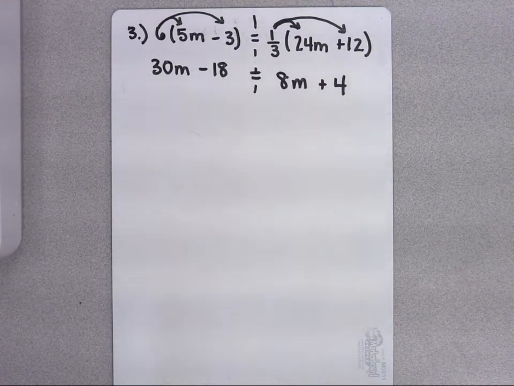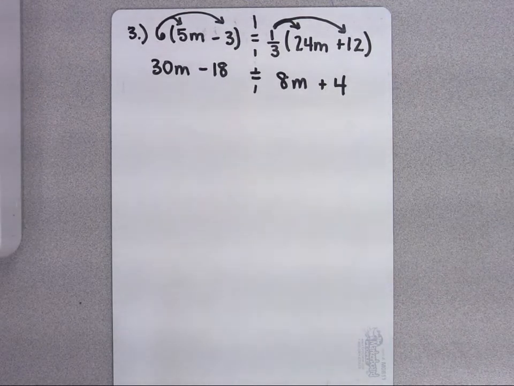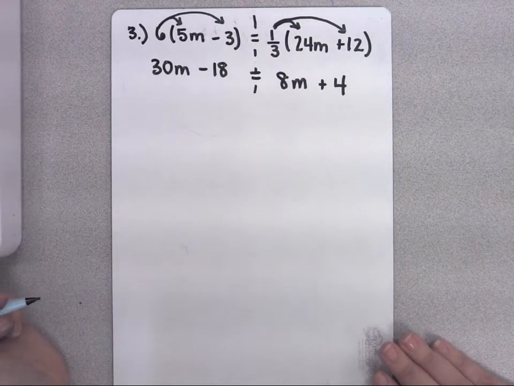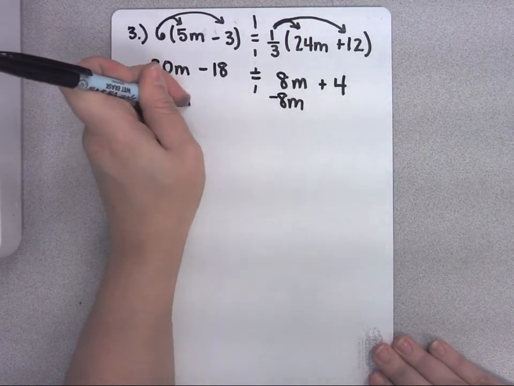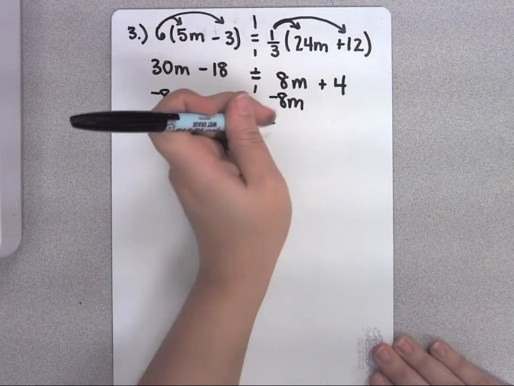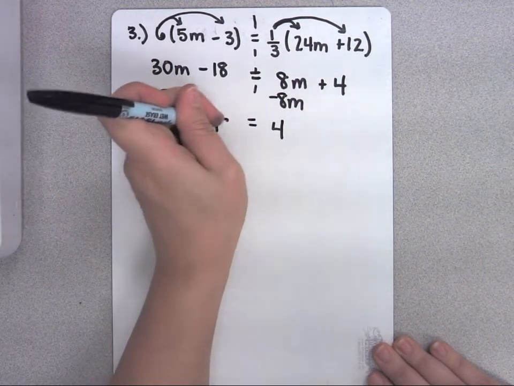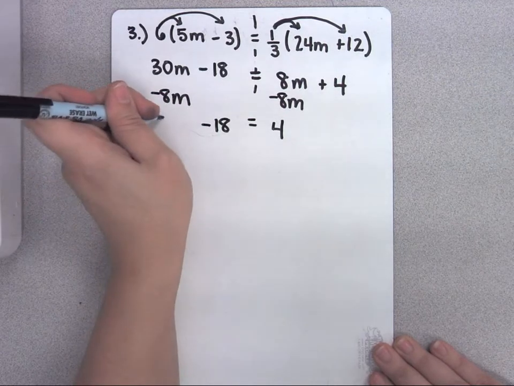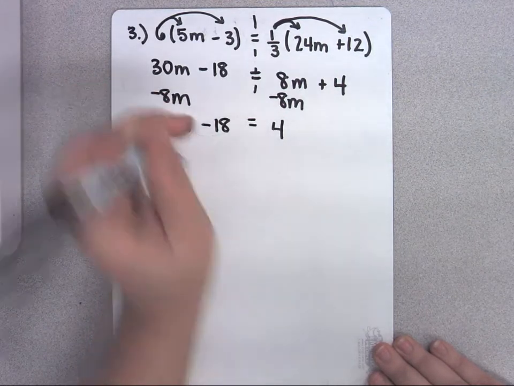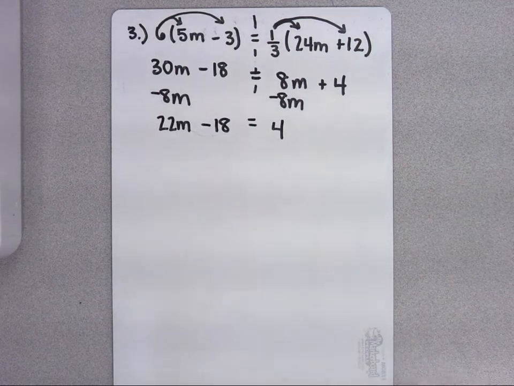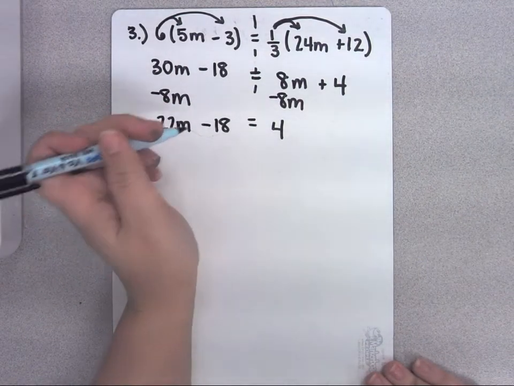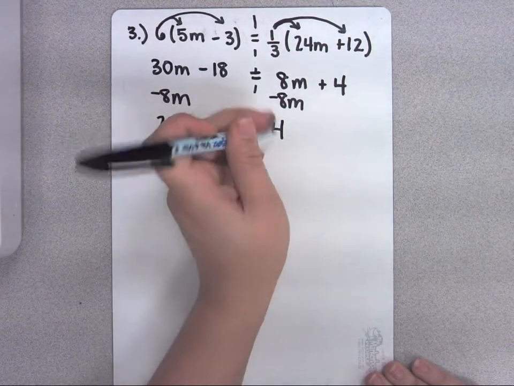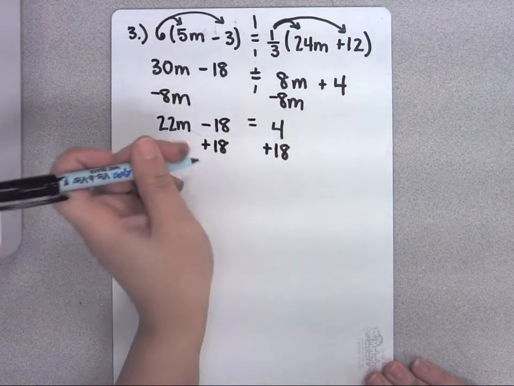Okay, now you got variables on both sides, so what are you going to do? Subtract 8 m's. I got 8 m's. I'm going to take them away from both sides. I only got 4 over here. What's 30 minus 8? 22 m's. Now that I only have one variable, just solve it. Get m by itself. What are you going to do first? Add 18 to both sides of the equal sign. What you do to one side, you must do to the other.